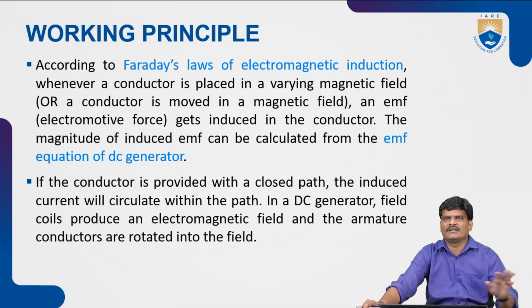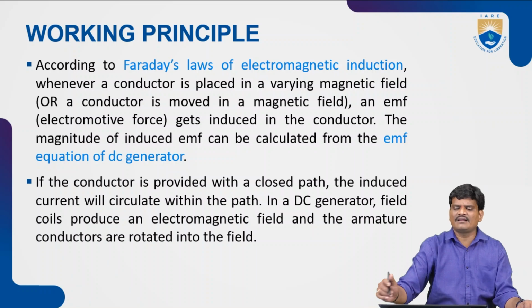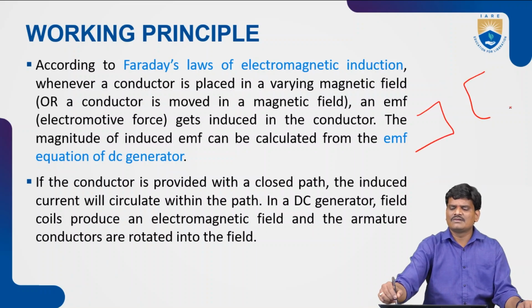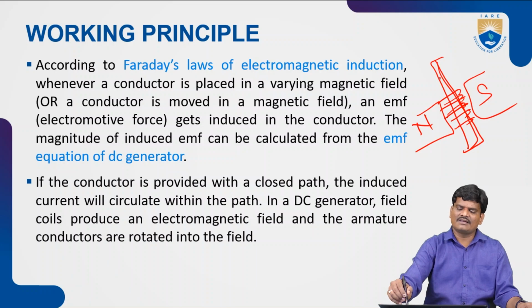Now we will go with the working principle. According to Faraday's law of electromagnetic induction, as we have already come across in the statement: whenever a current carrying conductor is placed in a variable magnetic field, or a conductor is moved in a magnetic field, an EMF gets induced in the conductor. So what is the structure of this? Let me say this is my magnetic field, where N is the north pole and S is the south pole. According to the property of a magnet, the flux lines will pass from the north pole to the south pole. So whenever I place a conductor in this variable magnetic field, an EMF will be induced within the conductor.